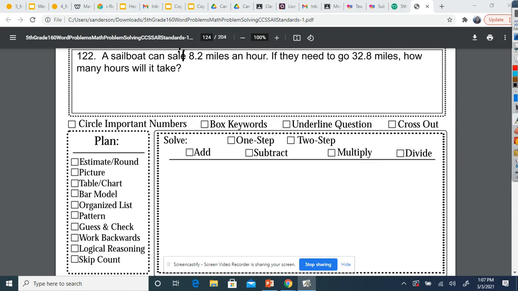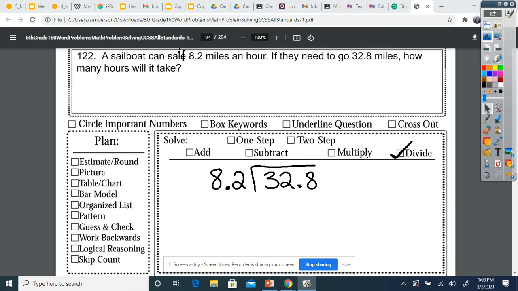So we need to divide 32.8 by 8.2 to see how many hours it's going to take to go this far. So we're going to set up our problem. Our divisor is going to be 8.2. Remember, in this one we're dividing. Our dividend is going to be 32.8. Before we start this problem, remember, if you get a remainder when dividing decimals, you need to add a 0 to bring it down. And we'll see if we have to do that on this problem.